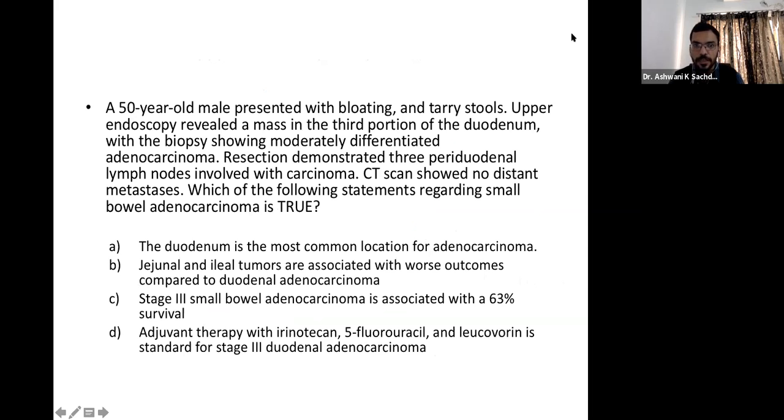So the next question is, a 50-year-old gentleman presents with bloating and tarry stools, and endoscopy revealed a mass in the duodenum. It is a moderately differentiated adenocarcinoma. There are 3 nodes involved with the tumor, and CT scan showed no distant metastasis. What is true regarding small bowel adenocarcinoma?